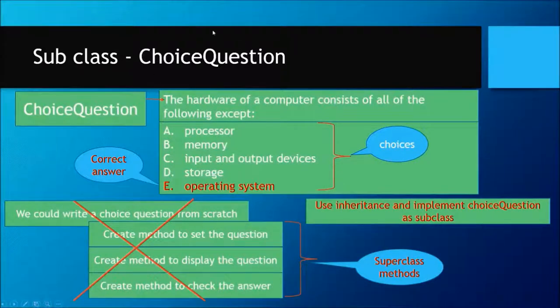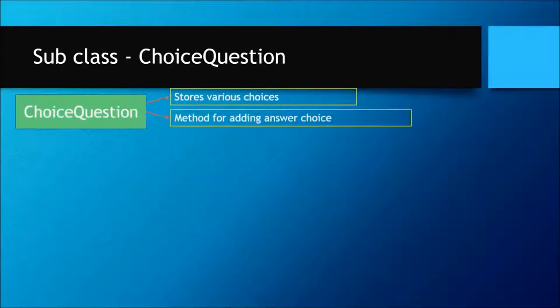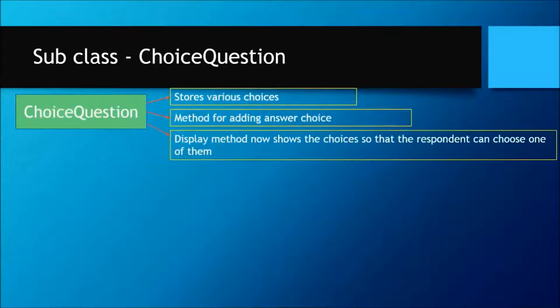So we're going to create choice question as a subclass, and this class is going to inherit from the question class. So all of these three methods can be used from a superclass. So we're going to implement the choice question class. What are the things that I need to put in my choice question class? First things first, stores various choices. When we talk about multiple choice question, we need to say the different choices A, B, C, D. Second is, we need to add a method for adding answer choice. The next, we want to create a display method that shows the choices so that the respondent can choose one of them.